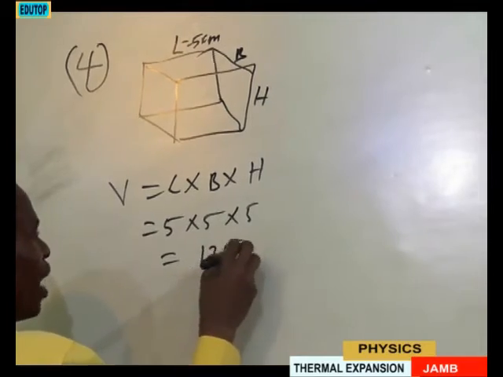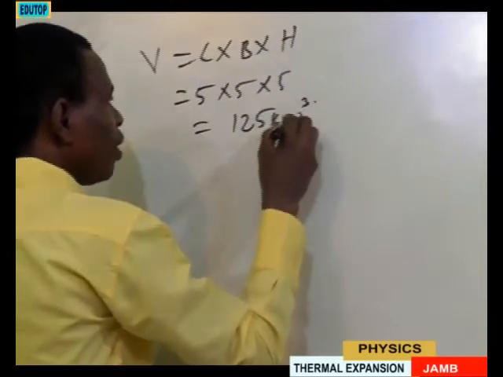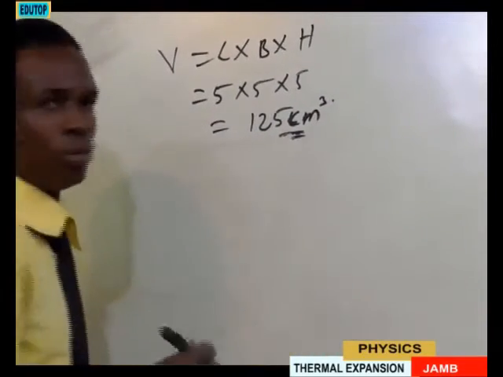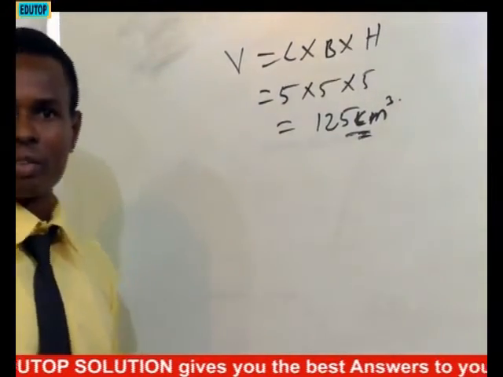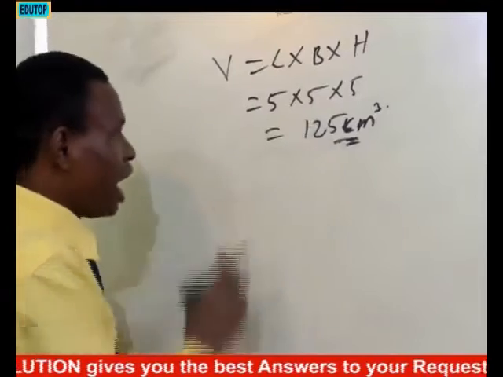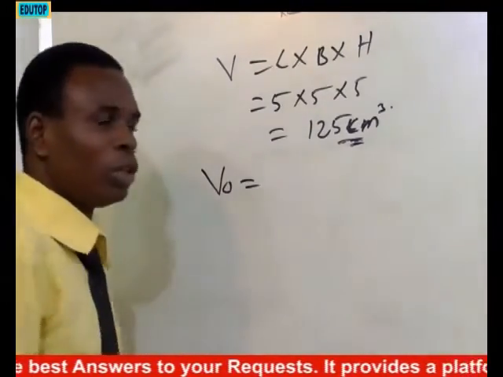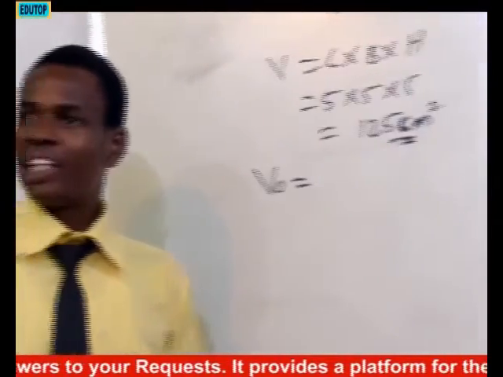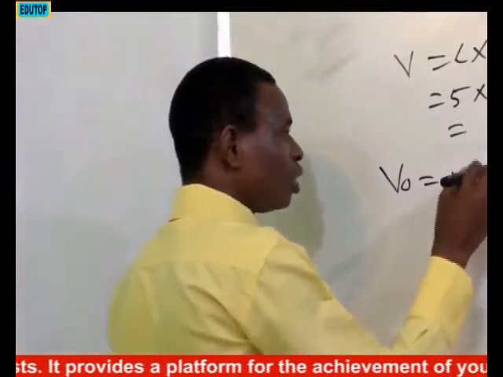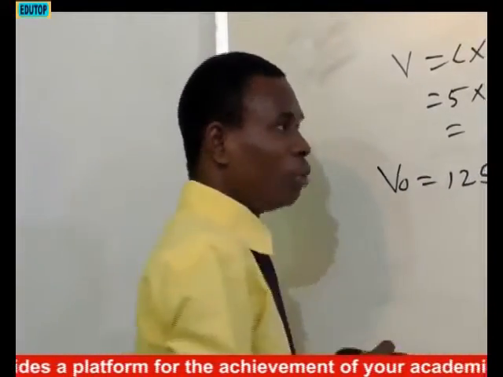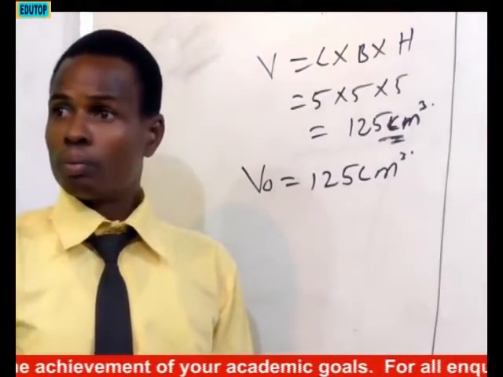which is 125 centimeter cube. 5 times 5 is 25. 25 times 5 is 125. And this value now, that is the original volume. Don't take 5 centimeter in the question as the original volume. This is not the original volume, which is 125 centimeter cube. We have to calculate the final volume.